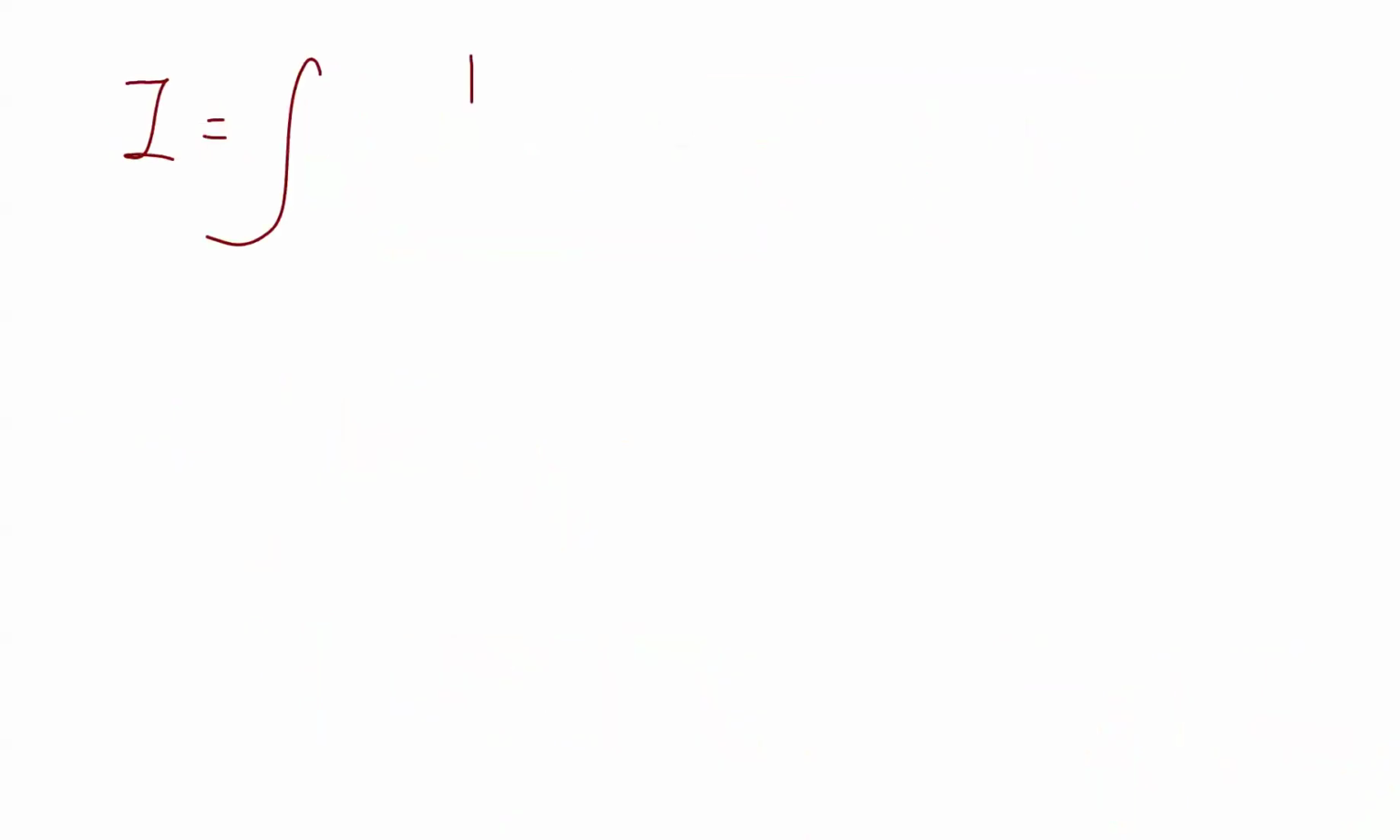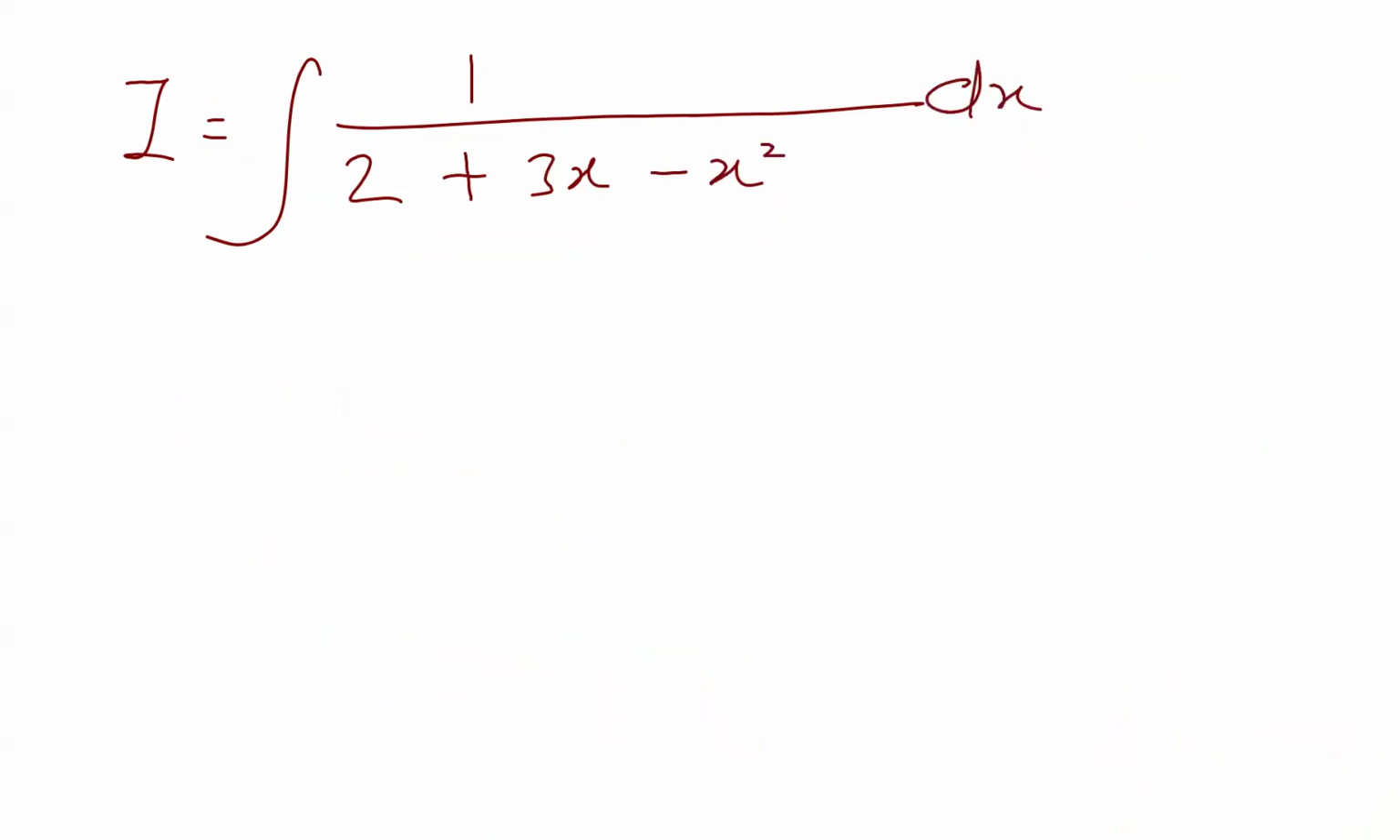Okay, so 1 upon 2 plus 3x minus x square. Okay, now these are different than the previous ones. The initial part is a bit different.